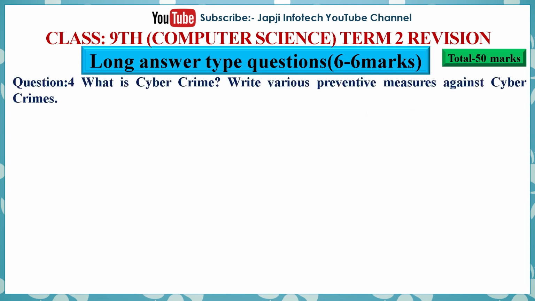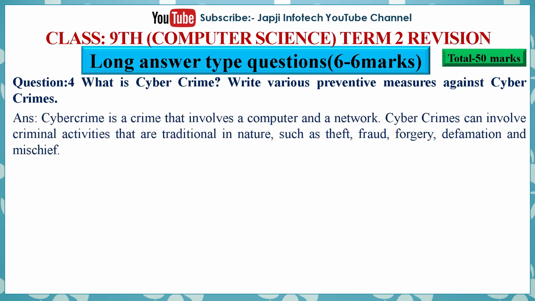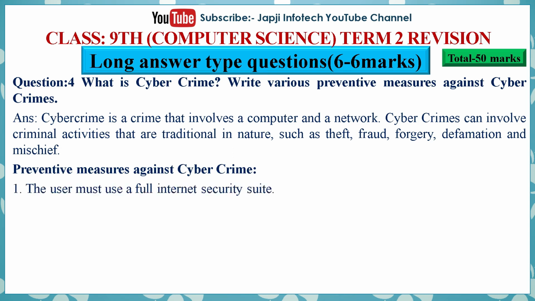The fourth question is, what is cybercrime? Write various preventive measures against cybercrimes. So cybercrime is a crime that involves a computer and a network. Cybercrime can involve criminal activity that is traditional in nature, such as theft, fraud, forgery, defamation, and mischief. So preventive measures against cybercrimes are, the first one is, the user must use a full internet security suite.